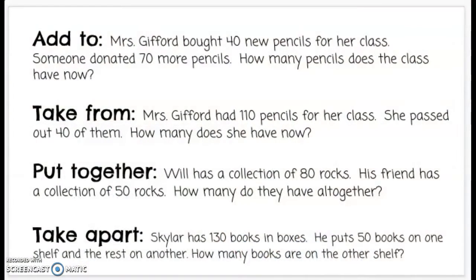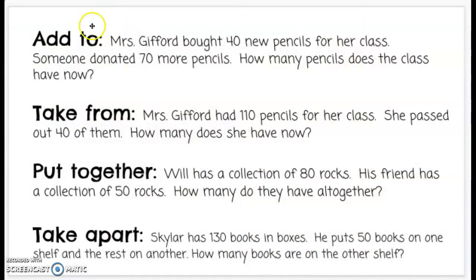Now, these math mountains and knowing the definition of an addend and a total are going to help you as you continue on and do math word problems having to do with addition and subtraction. There are a few different types of word problems, and I'm going to go over four of them with you today and give you some examples.